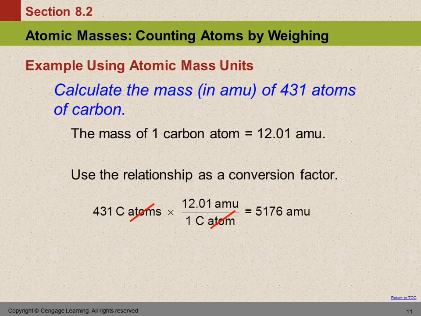So here's an example. What would the mass be of 431 atoms of carbon? Well, we know that the average mass is 12.01, the average mass of one carbon atom. So this is just like doing a problem with marbles. Here's the number of marbles, the number of atoms. Here's the average mass of one marble, one atom, and we can figure out how much the whole group of marbles weighs.